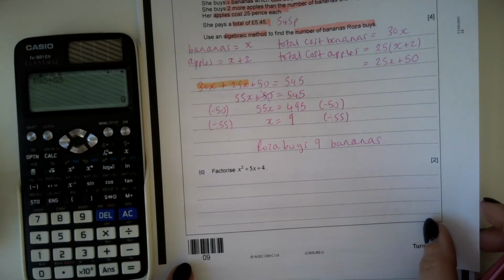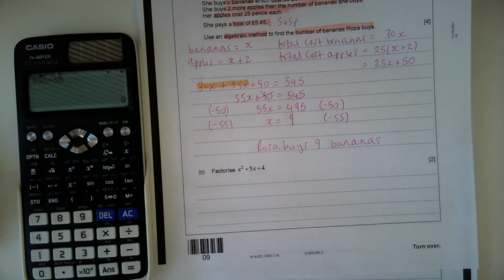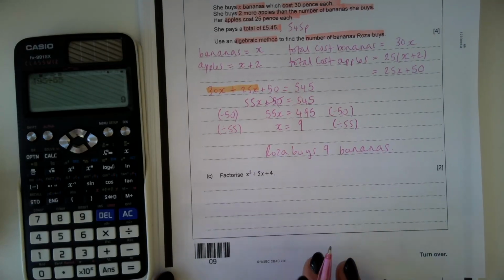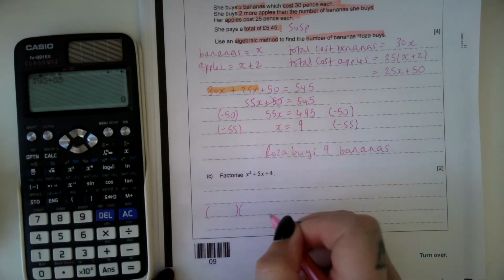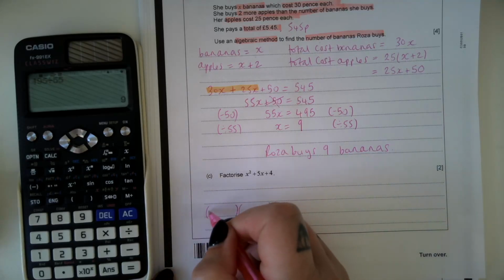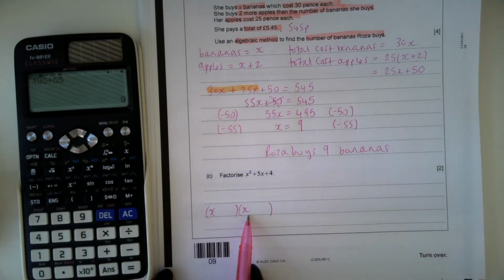Okay, part C, factorise x squared, add 5x, add 4. When we're factorising this equation, we want to put it into two brackets. So we want it to look something like this. The reason I know I'm factorising into two brackets is because I've got a squared term and a constant number term. It doesn't matter about the thing in the middle, but if I have a squared term and a constant number term, it needs to be two brackets, because I need x in each bracket, because x multiplied by x, if I was to expand, would give me x squared.